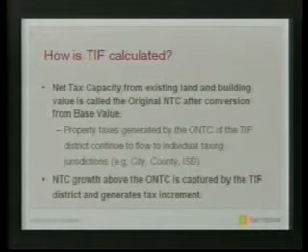All right, so how is TIF calculated? TIF starts out with the net tax capacity from the existing land and building value, which is called the original net tax capacity, after conversion from the base value. Property taxes generated by the ONTC of the TIF district continue to flow to individual taxing jurisdictions, such as the city, county, independent school district. And then net tax capacity growth above the original net tax capacity is captured by the TIF district and generates tax increment. Okay, that is a mouthful.